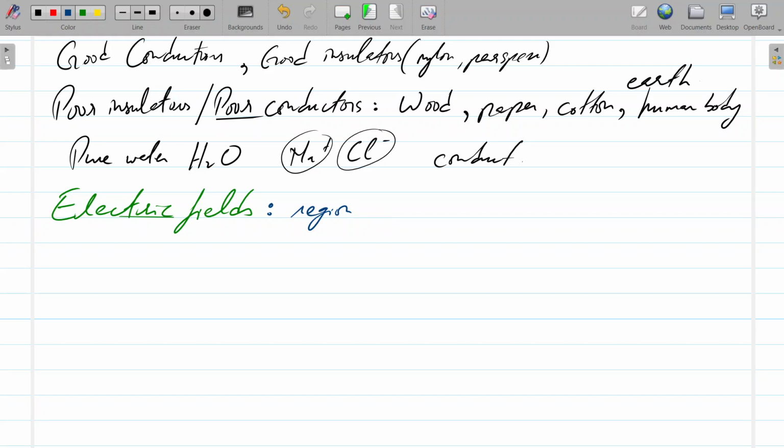or what was the word you used, Sobia, for magnetic field? Range? Range. Yeah. So region where, or in which, an electric charge experiences a force.